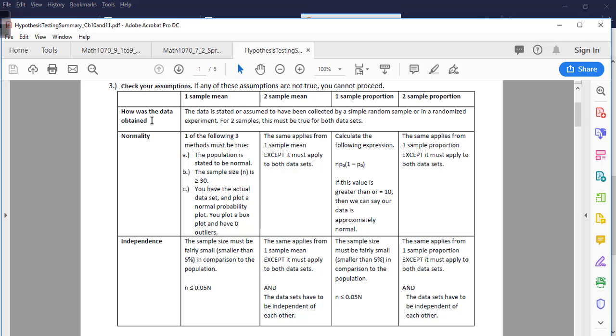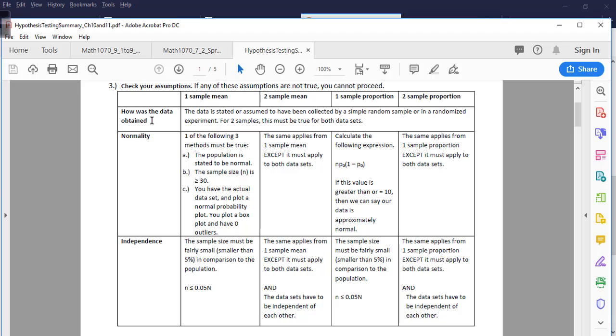So all of the data has to be collected in a certain way, regardless of what type of problem that you have. So either in the problem, it's going to physically state that your data has been selected by a simple random sample, or you have to assume that your data has been selected by a simple random sample or a randomized experiment. If you have two samples, then this must be true for both of your samples. If you're comparing men and women, the men must have been selected by a simple random sample, and the women must have been selected by a simple random sample as well.